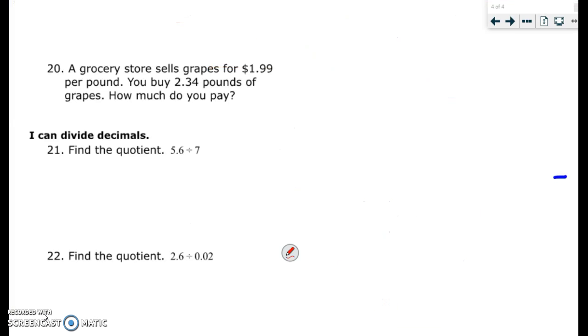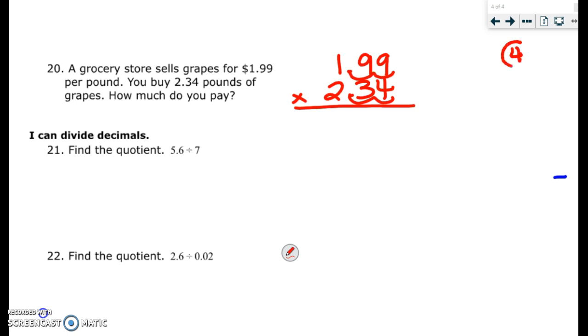All right, a grocery store sells grapes for $1.99 per pound. You buy 2 3/4 pounds of grapes. How much do you pay? So I need to multiply 199 times 234. Remembering what we did in the last few problems, I need to figure out how many numbers are behind the decimal point. 1, 2, 3, 4. So I need 4 numbers behind the decimal point in my final product.